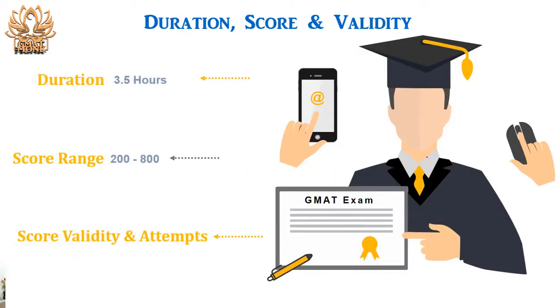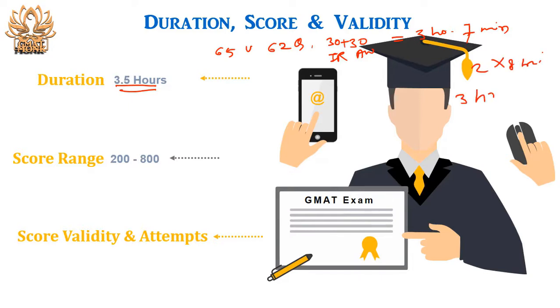Now what is the duration, the score and the validity? The exam duration would be around 3.5 hours. As I mentioned, 65 minutes for verbal, 62 minutes for quant, and then 30 plus 30 minutes for IR and AWA. So this total would be around 3 hours and 7 minutes. Apart from this, there would be 2 8-minute breaks, so the total would be around 3 hours and 23 minutes. So around a 3.5 hour duration would be there.